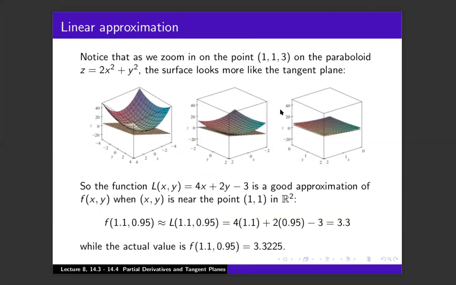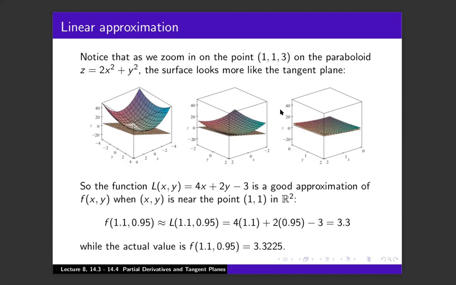So now what's the important point here? Here are some graphical depictions of that same paraboloid and the tangent plane. And what do we notice? As we zoom in, they get closer and closer together, don't they? The more we zoom in on that point, the more similar they seem to be. So in other words, that function we found, 4x plus 2y minus 3, is a pretty good approximation of our function, provided that we're approximating it near the point (1, 1).